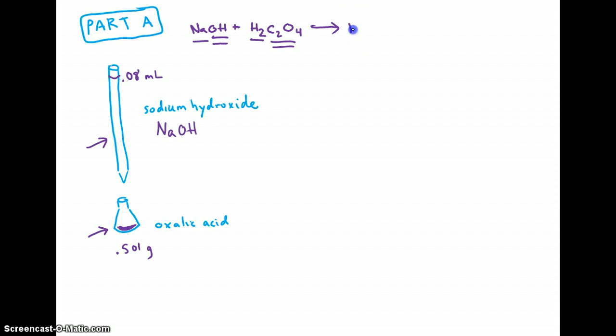So the result is Na2C2O4, because sodium is a +1 and oxalate is a -2. And then I will also get the cation from the acid, which is H, with the anion from the base, which is OH. H is a +1, OH, hydroxide, is a -1. That's water. Okay? So I'm going to get rid of my little underlines here.